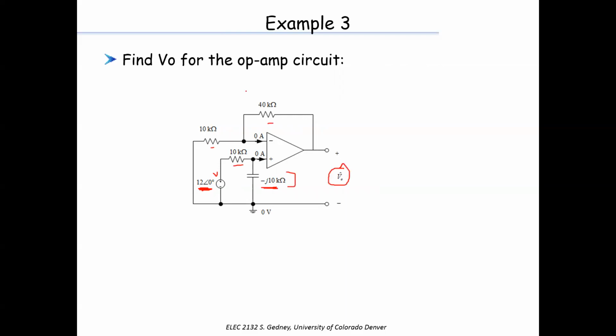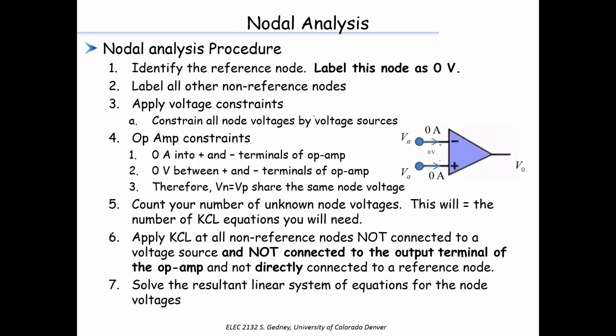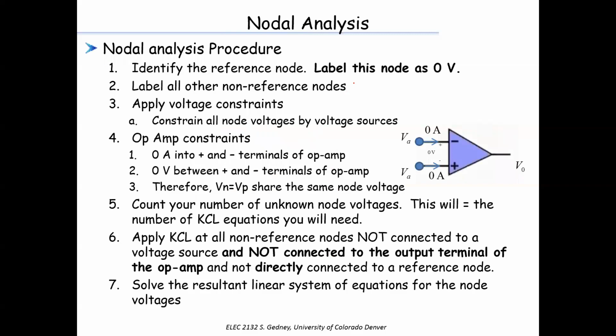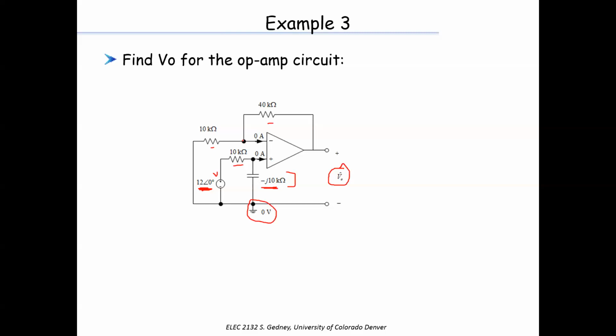Okay, of course it's an op-amp circuit. I need to know nodal analysis. How do I apply nodal analysis? Well, we have our procedure, right? We identify the reference node. Boom, that's my reference node, it's ground. Label it 0 volts. Two, label all other non-reference nodes. So I have a non-reference node here, here, here, and here. Call this V0. In a minute we're going to do our voltage constraints, and here I have a VN and a VP for my op-amp's inputs. Now I have 1, 2, 3, 4 non-reference nodes.